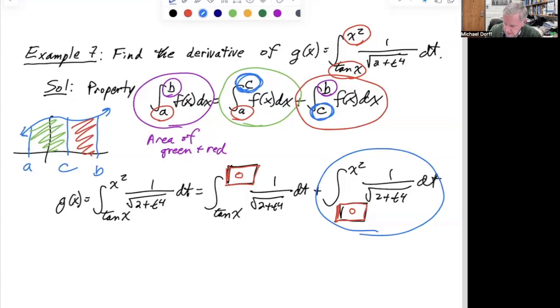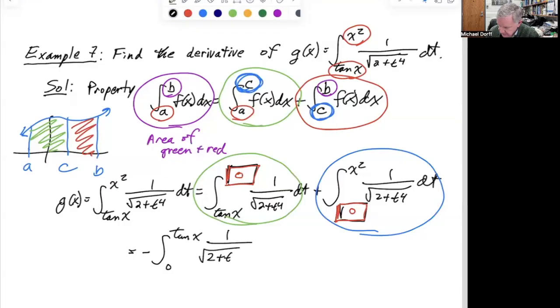The first one here in green is not quite like that. I have the constant on the top, but I can just switch that by doing a negative. And so that's what I will do. So I will just say that this is equal to the negative of the integral from 0 to tan x of 1 over the square root of 2 plus t to the fourth dt plus the integral from 0 to x squared of 1 over the square root of 2 plus t to the fourth dt.